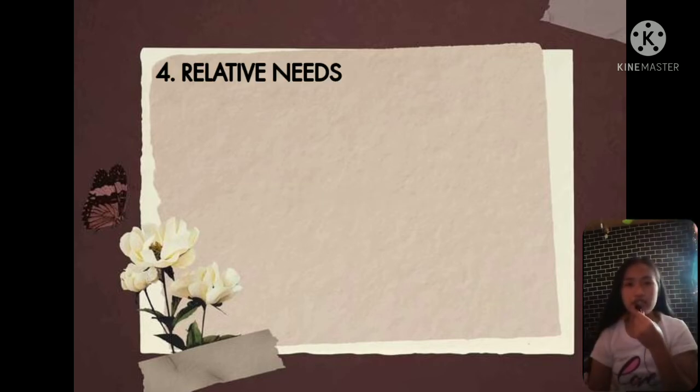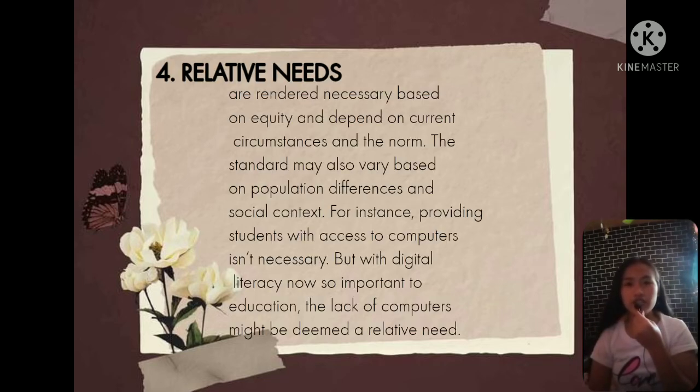Last, relative needs are rendered necessary based on equality and depend on current circumstance and the norm. The standard may also vary based on population difference and social context. For instance, providing students with access to computers isn't necessary. But with digital literacy now so important to education, the lack of computers might be deemed a relative need.